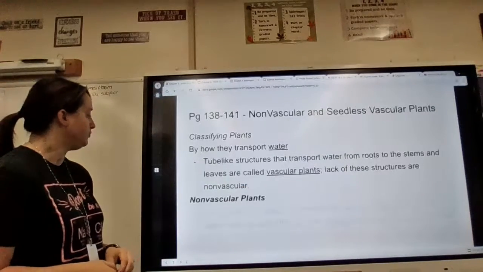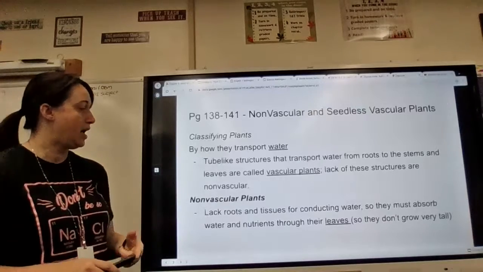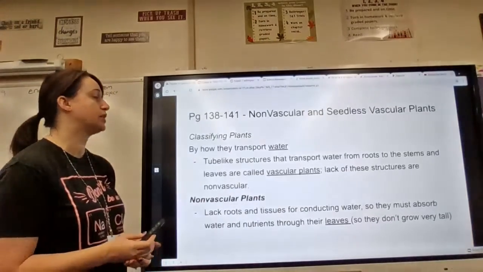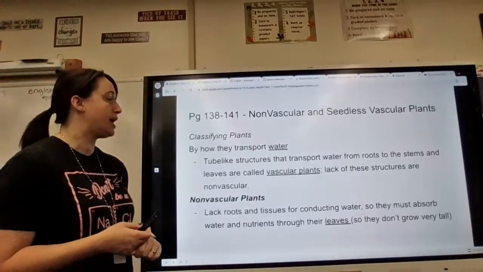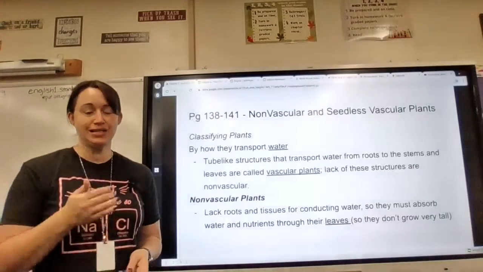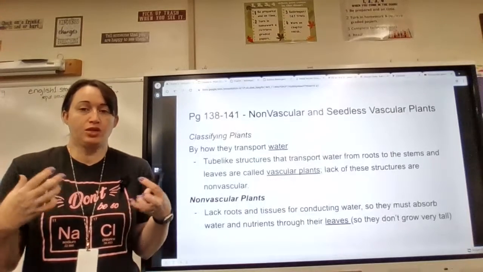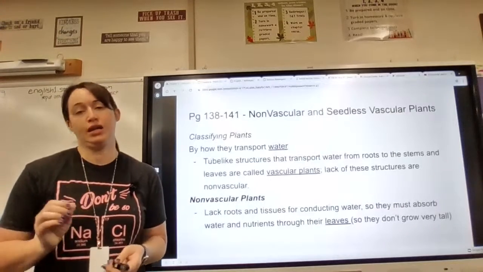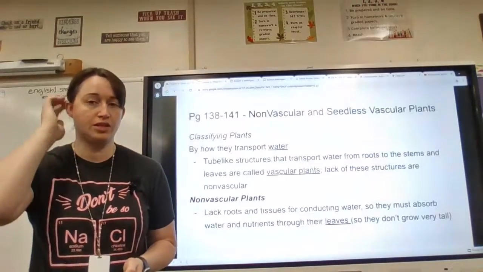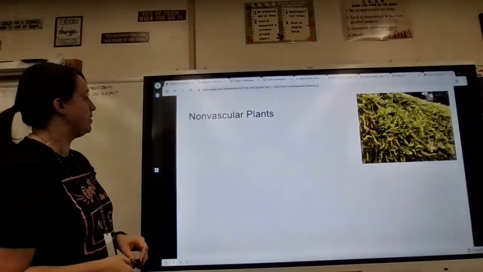So non-vascular plants, I kind of just hinted at that. They don't have roots and tissues and those tube-like structures for conducting water. So they actually have to absorb the water and nutrients through their leaves. Because they don't have roots, and they are just absorbing directly into their leaves, they do not get very tall. All of these non-vascular plants that we're going to talk about are very short. So let's talk about a few of them.